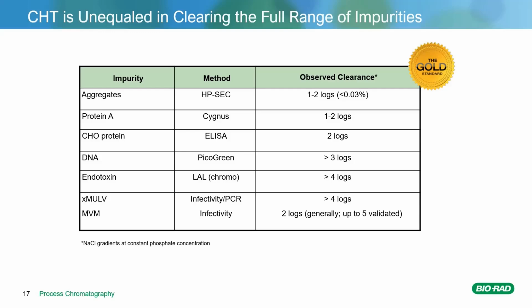While primarily used as a polishing resin, CHT has the capability of being used as a capture resin for a variety of recombinant proteins and enzymes. CHT is available in pre-packed forms, ranging in size from 1 ml to 17-liter pre-packed columns, making them easy to plug and play into continuous processing workflows.